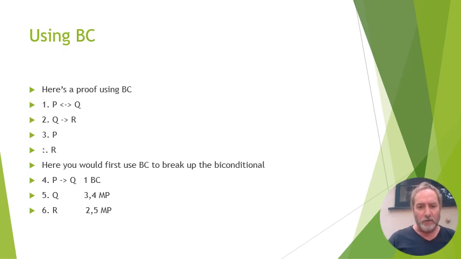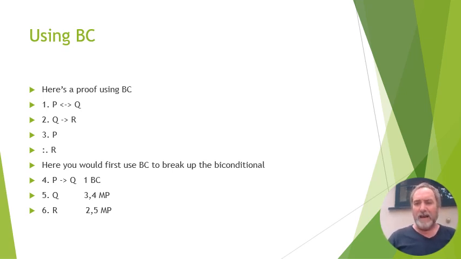Okay, I've got this conditional. What can I do with it? Well, I might notice that on line 3, I've got the antecedent. So I can do an MP with 3 and 4 and get Q on its own. What good is Q? Well, if we look at line 2 here, we've got another conditional with Q as the antecedent, so I can do another MP with 2 and 5, and I would get R on its own, and that was the conclusion I was looking for.